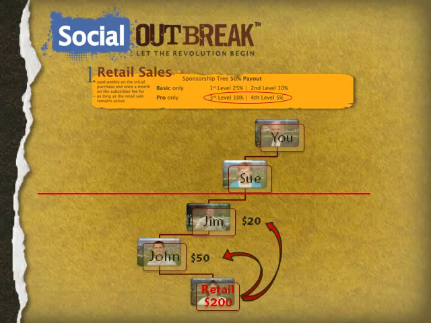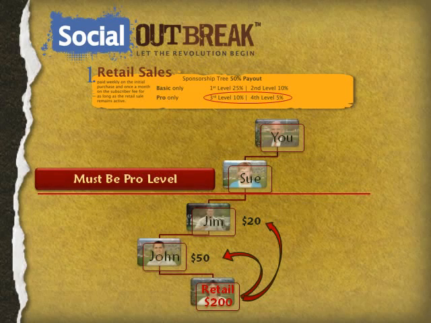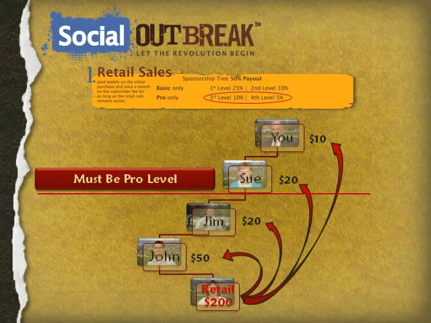Let's look at this. First thing you need to know is in order to earn this commission, you must be on a pro level auto pay. Assuming both you and Sue are, it would look something like this. Sue would get 10% on the 3rd level, or $20, and you on the 4th level, a $10 commission.